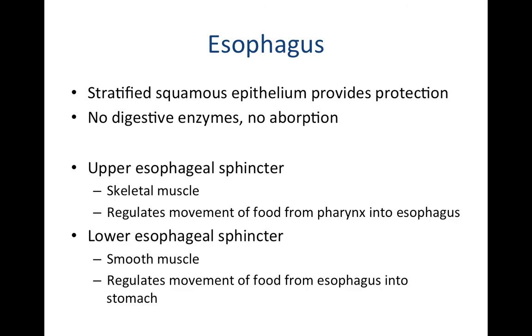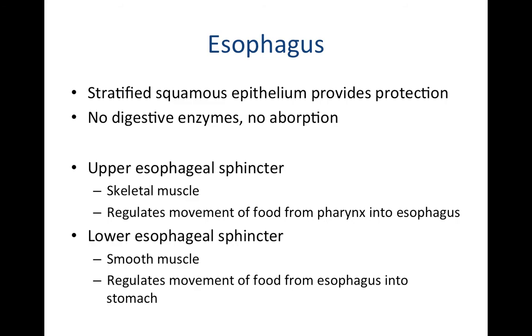From your pharynx, food moves into your esophagus. And from here, you're just moving food. So the esophagus is a transport tube. When you look at the epithelium on the inside of the esophagus, you'll notice stratified squamous epithelium. So lots of layers of very thin, pancake-shaped cells. And this helps to provide protection.